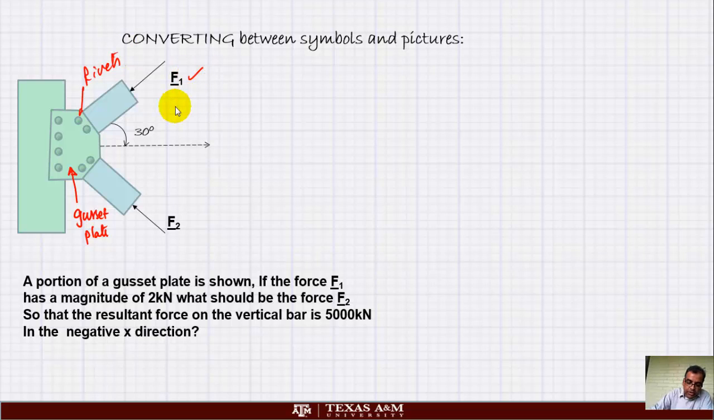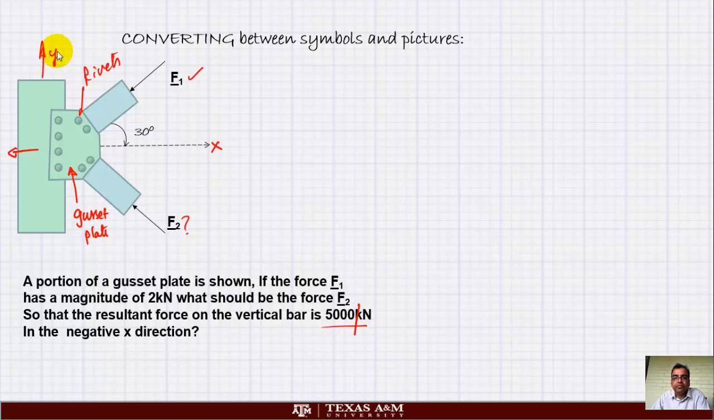We know the magnitude and direction of this force. That's completely known. We have no idea about this force. But what we know is that the resultant force is 5,000 newtons in the negative x direction. So the resultant force is like that. This is the x direction, that's the y direction, and the resultant force has to be like that. Okay, so that's the problem. I'll give you 1 minute to look at this problem and really read it carefully.